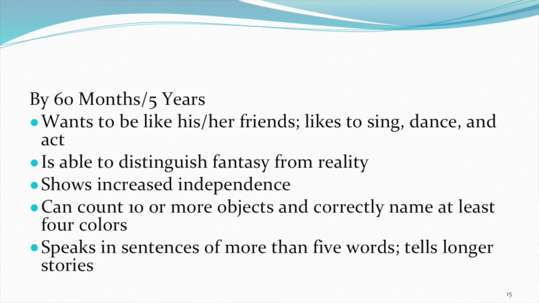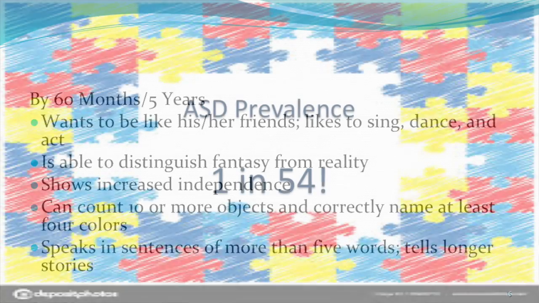By 5 years of age, most children want to be like their friends. They enjoy singing, dancing, and acting. They should be able to distinguish fantasy from reality and know the difference between real and pretend. They should show increased independence and be able to count 10 or more objects and correctly name at least 4 colors. Most 5-year-olds speak in sentences of more than 5 words and often tell longer stories, sometimes quite long.